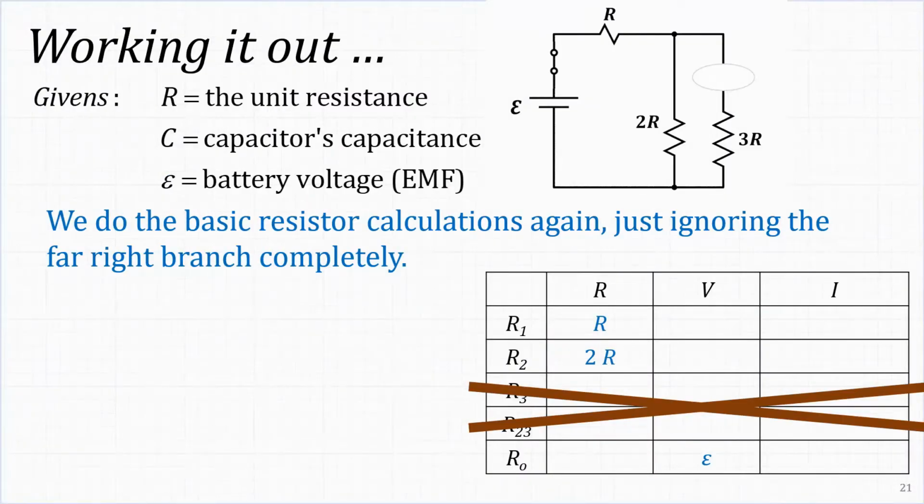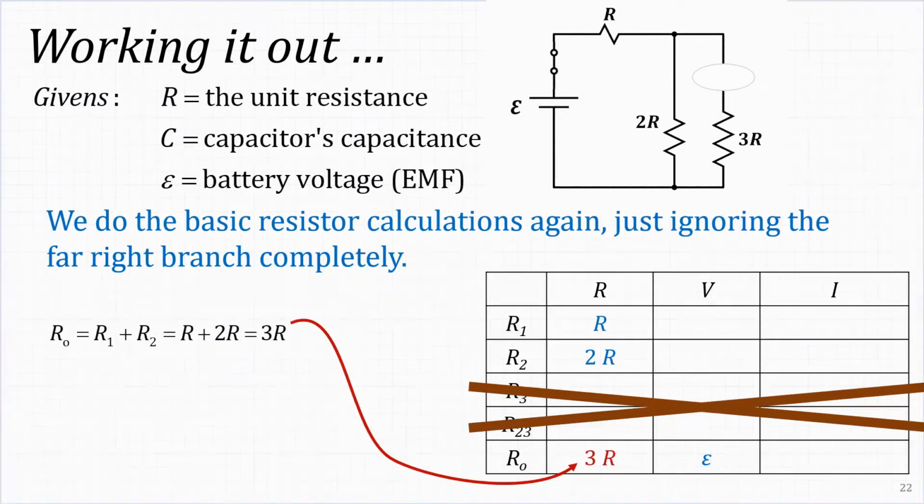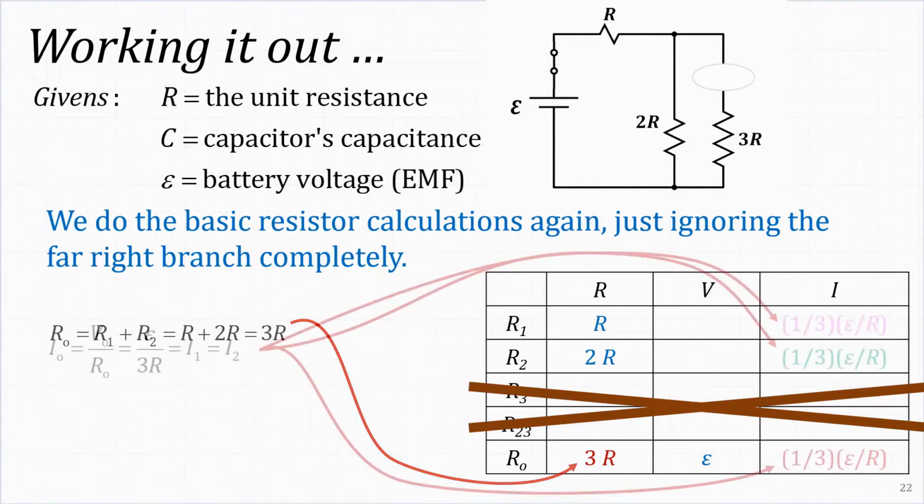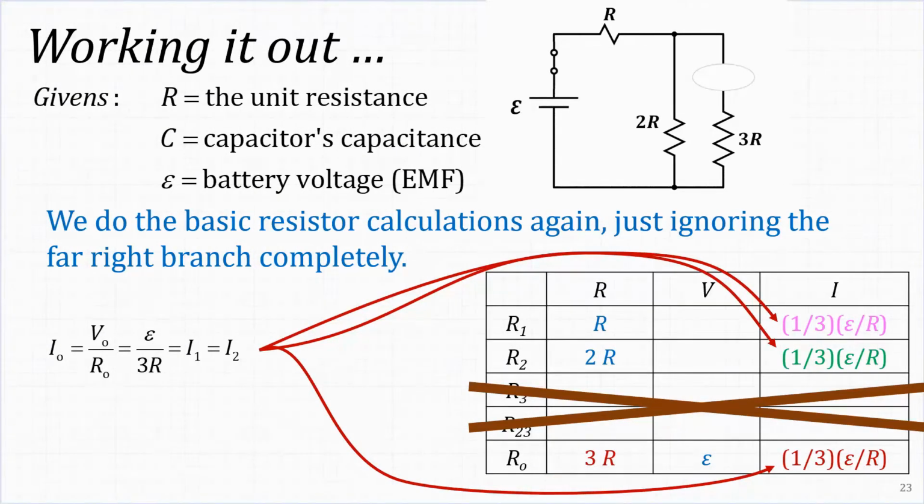Now when we do the basic resistor calculations again, we can just ignore the far right branch completely. This means the circuit becomes like a trivial one-loop circuit. I can add the resistors to get the final steady-state resistance in the total circuit. And from this, I get the one and only current in the circuit.